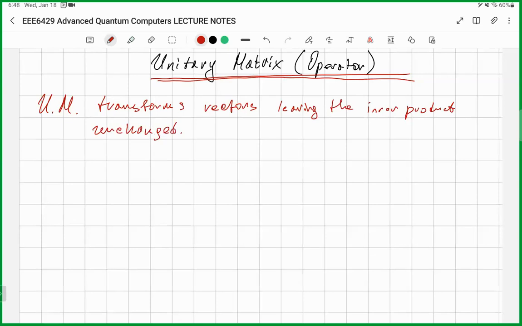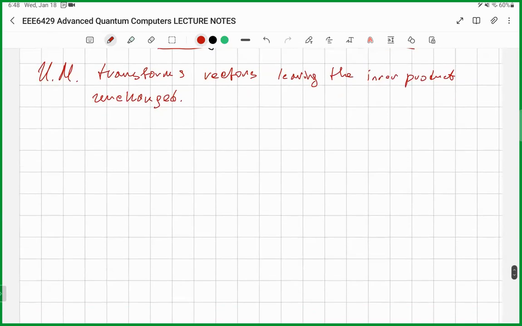So a unitary matrix also does some sort of linear transformation, as well as any matrix. But a unitary matrix does a very particular class of transformations that leave unchanged the scalar product of vectors. Well, let's demonstrate it this way.